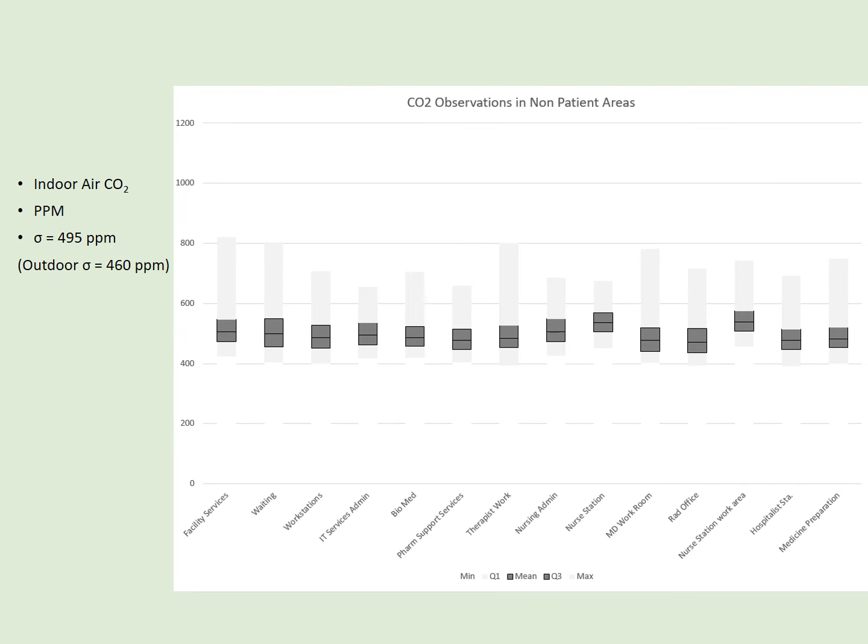Then this is our indoor air CO2 observations for the non-patient spaces. And the way this chart reads, the light gray little box there is 25% of the data, and then those two dark gray boxes are sort of the middle 50% of the data, and then the light gray is another 25%. So each one of these is sort of a bell curve within each room. That's the way the data stacks up. The mean of all of this data together is about 500 parts per million in non-patient areas.